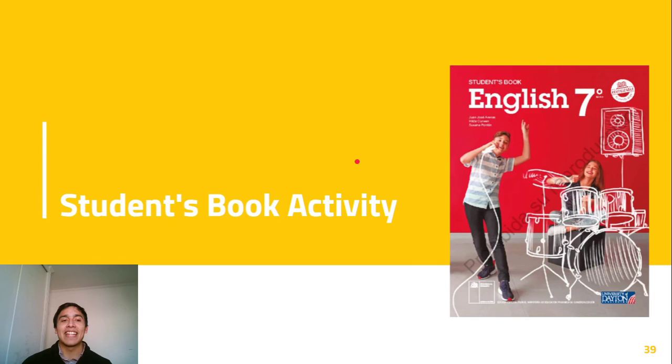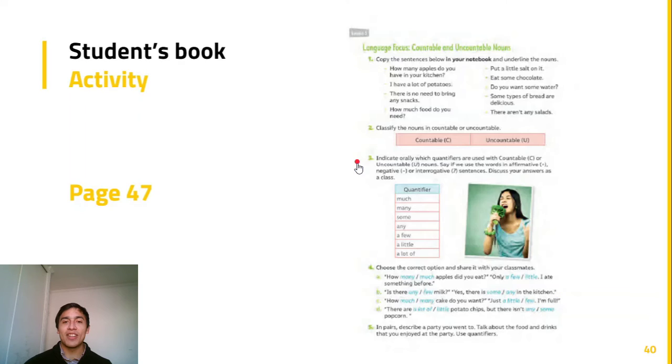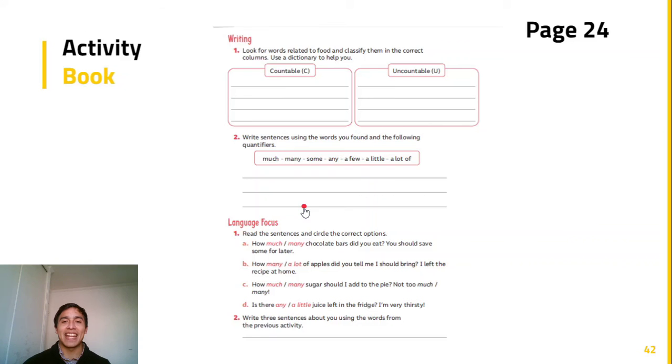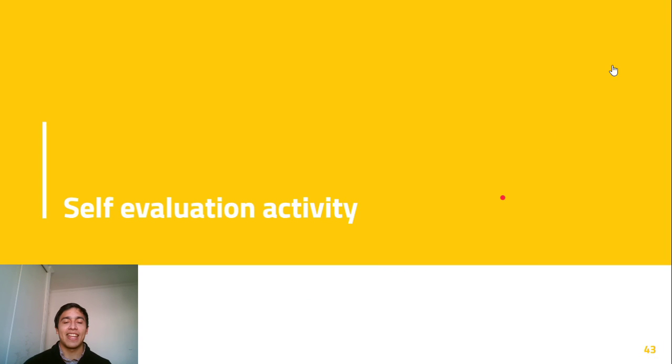Alright, now we're going to do a student's book activity where we're going to practice this so that you get used to differentiating countable and uncountable nouns. And then there's an activity book activity over here which has to do with writing, that is on page 24. Alright, and before we finish, we're going to do a self-evaluation activity which is going to be explained on every week's guide worksheet.